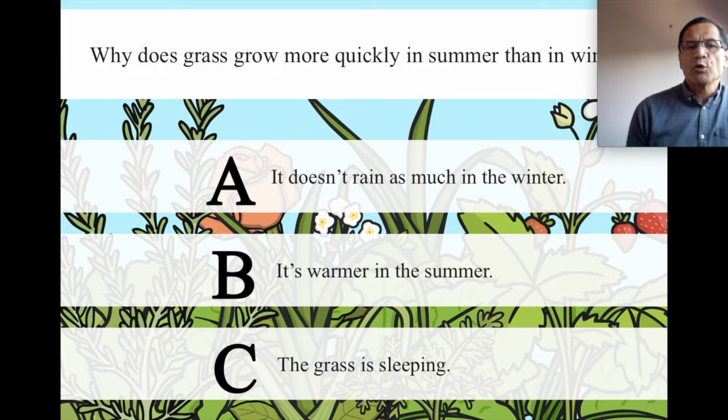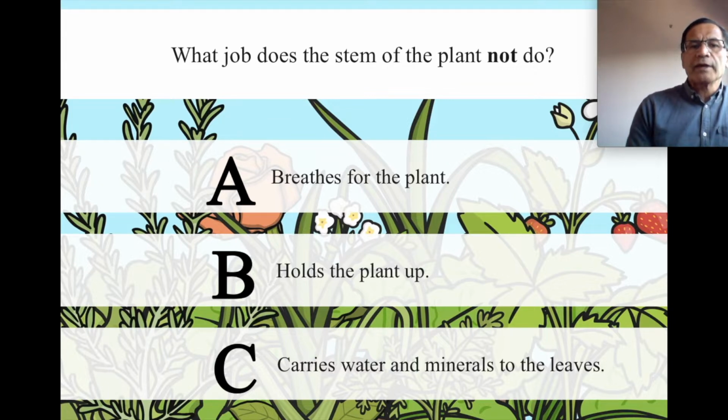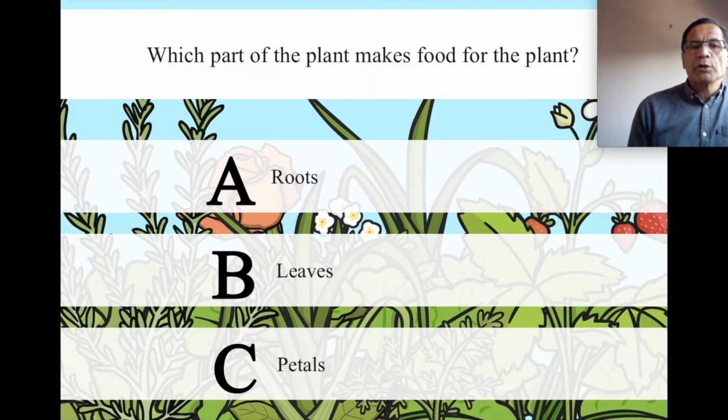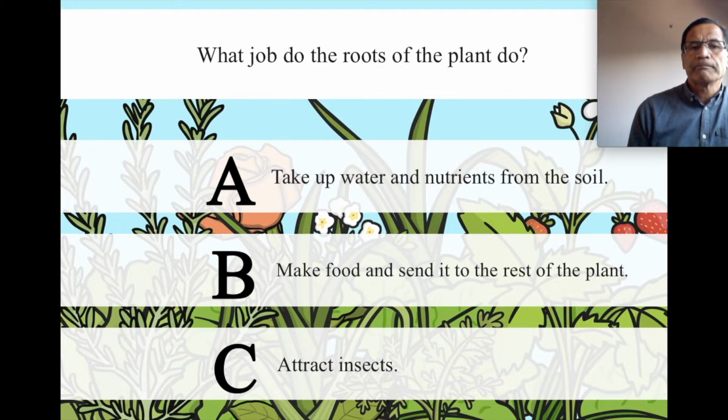Why does grass grow more quickly in summer than in winter? Is it A, is it B, or is it C? What job does the stem of the plant not do? Is it A, is it B, or is it C? Which part of the plant makes food for the plant? Is it A, is it B, or is it C? What job do the roots of the plant do? Is it A, B, or C?